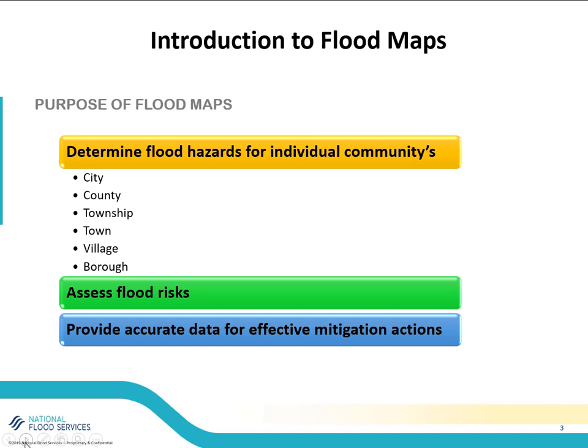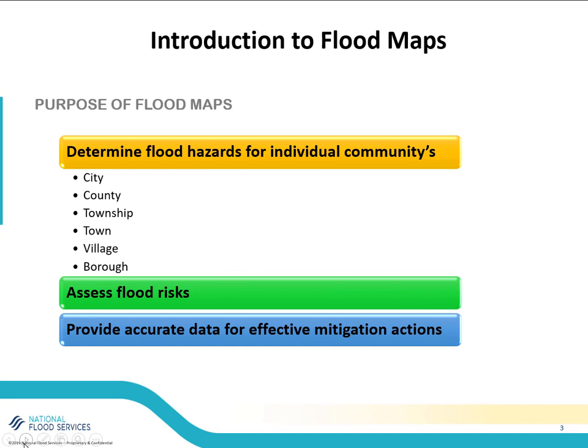Flood maps have multiple uses in a community. Not only are the maps used when joining the flood program, a community will also use these maps to determine flood hazard and assess the flood risks. In the National Flood Insurance Program, a community can be a city, county, village, or even a borough.